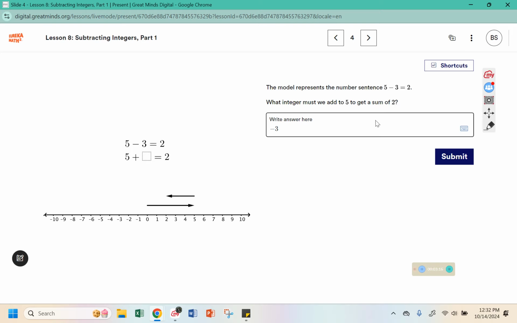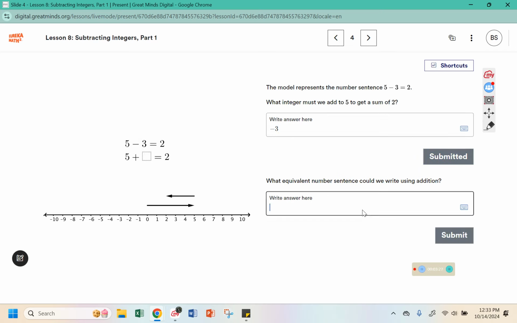So we're starting to see here that leave, change, change. Leave the first number, change the subtraction to addition, and then change the number to its opposite. What equivalent number sentence could we write using addition? 5 plus -3 equals 2.